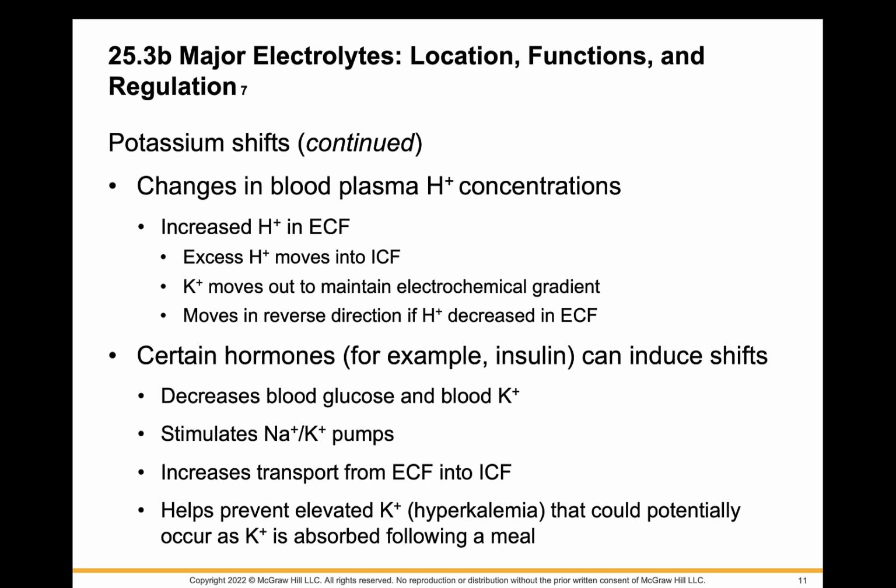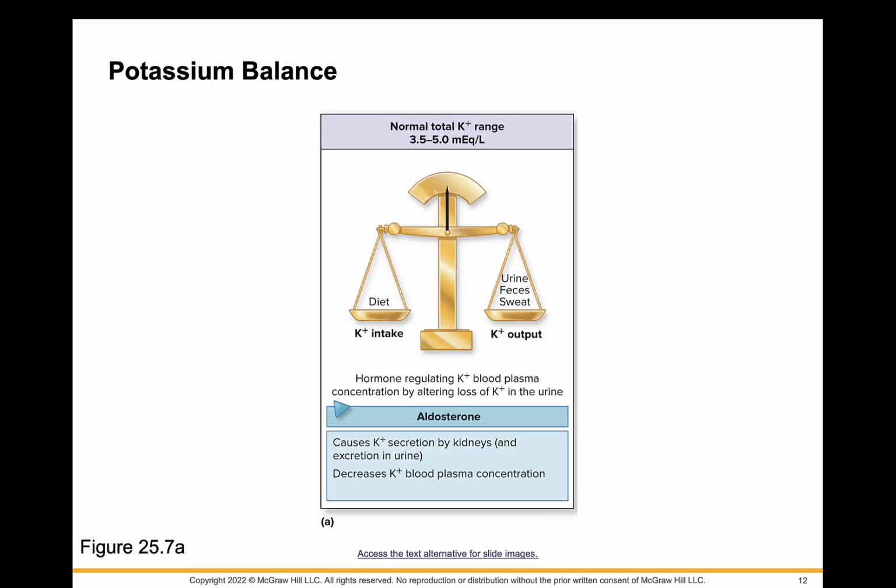Now, we also know that certain hormones, and we are going to use insulin as an example, can also induce shifts. Decreases in blood glucose and blood potassium will stimulate sodium-potassium pumps. This is going to increase the transport from the extracellular fluid into the intracellular fluid. What this does primarily is help prevent elevated potassium levels, or hyperkalemia, that could potentially occur as potassium is absorbed following a meal.